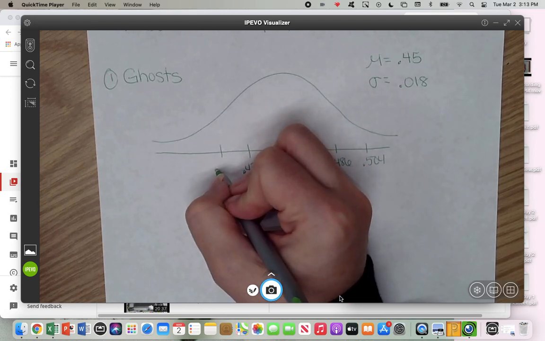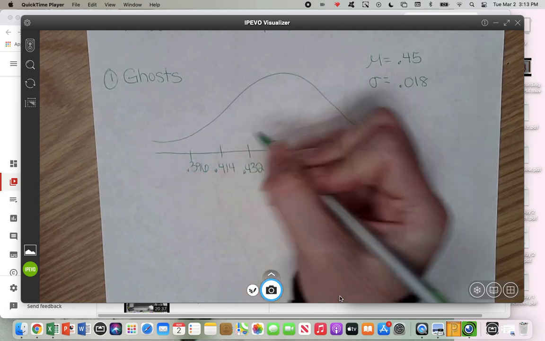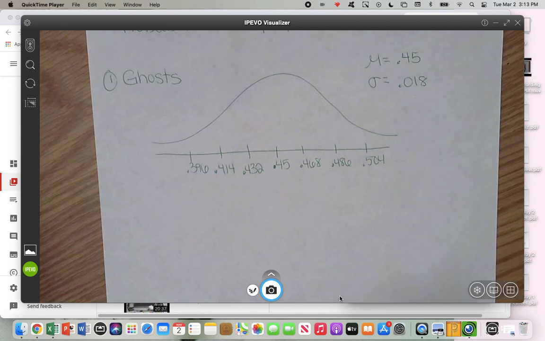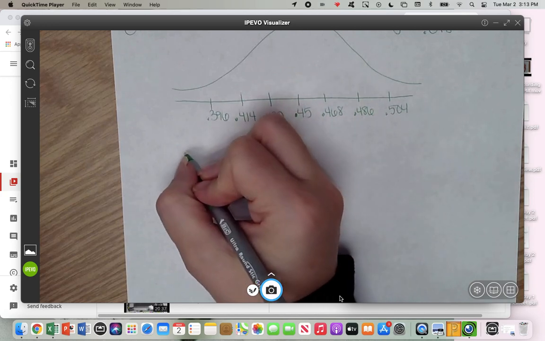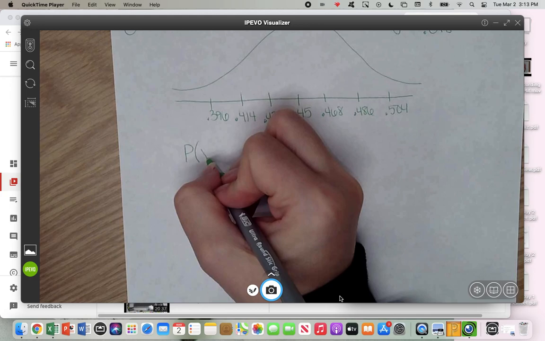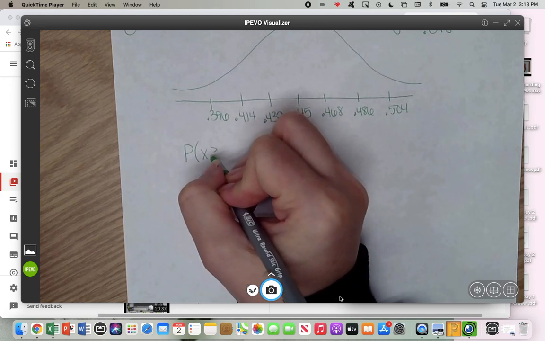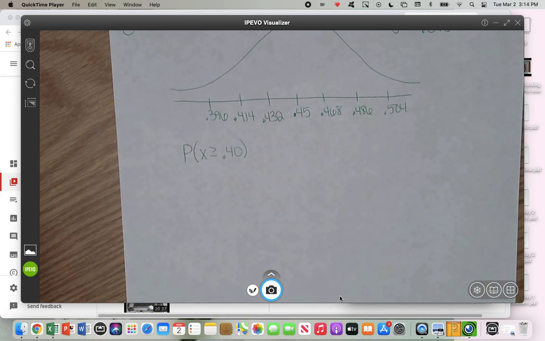and 0.414 and then 0.396. And we talked yesterday about the 68, the 95, and the 99.7. But not all the time we're going to have these perfect probabilities. So if we wanted to do something like this, what is the probability that you are going to have more than 40% of people believe in ghosts?